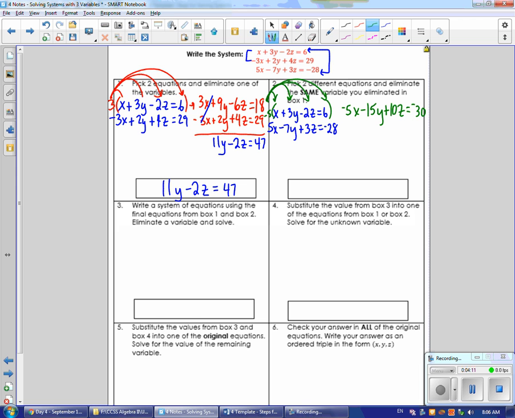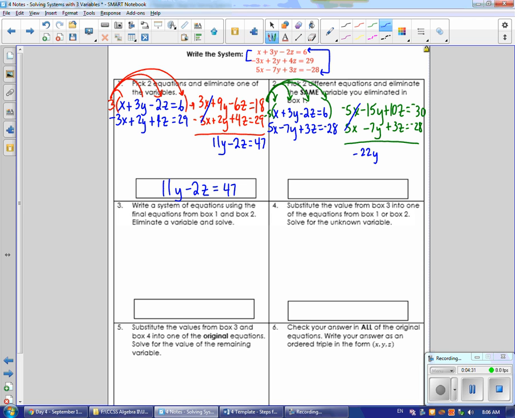The second equation doesn't need to change, so I'm just going to rewrite it as 5x minus 7y plus 3z, and that's a negative 28. So now when I combine, my 5x's are going to cancel. I'm going to have a negative 15 plus a negative 7, which is going to give me a negative 22y.